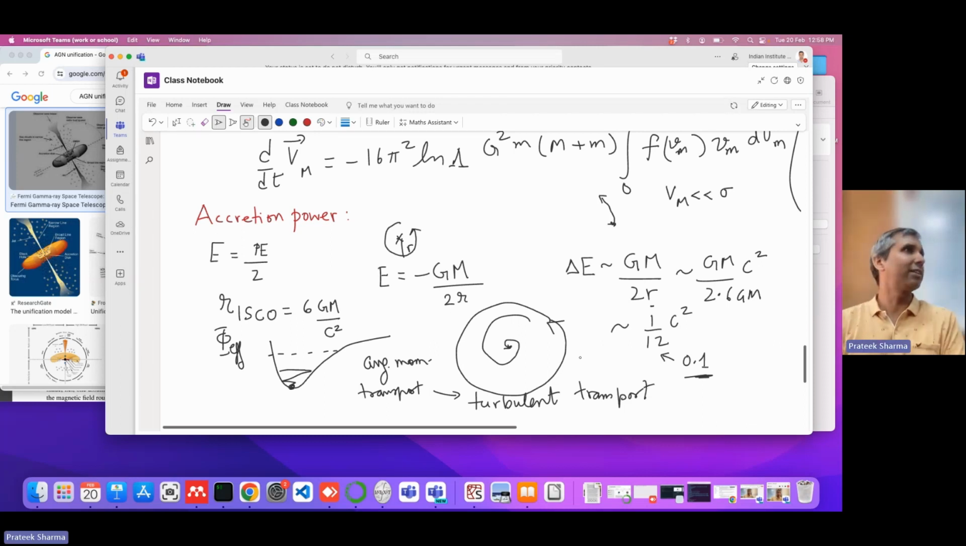Anyway, for us, the key takeaway from this estimate is 0.1 m c squared. For every m accreted onto the black hole, roughly 0.1 m c squared is available for us as dissipated energy, which can either be radiated away or put out in the form of outflows or jets.